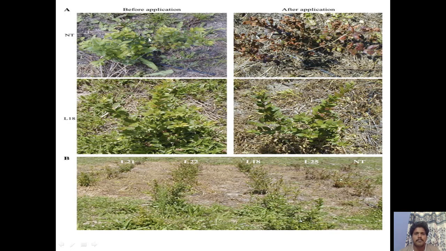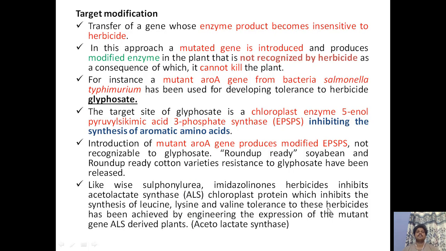If you observe, before application the plants look like this, after application like this. Finally they again recover as normal plants, and you observe this. These are our plants, and this is the intercultivation area where weeds are removed with the help of herbicide application.